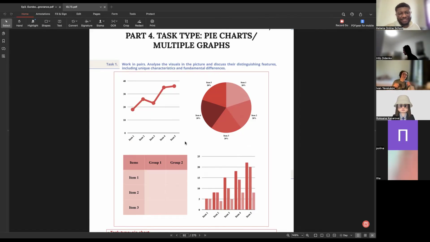Okay. So for these visual types, the line graph, as we said, shows changes over time, right? Pie charts are mostly about proportions. Tables present exact data or make detailed comparisons, right? And bar charts are mostly for comparison between different categories, right?